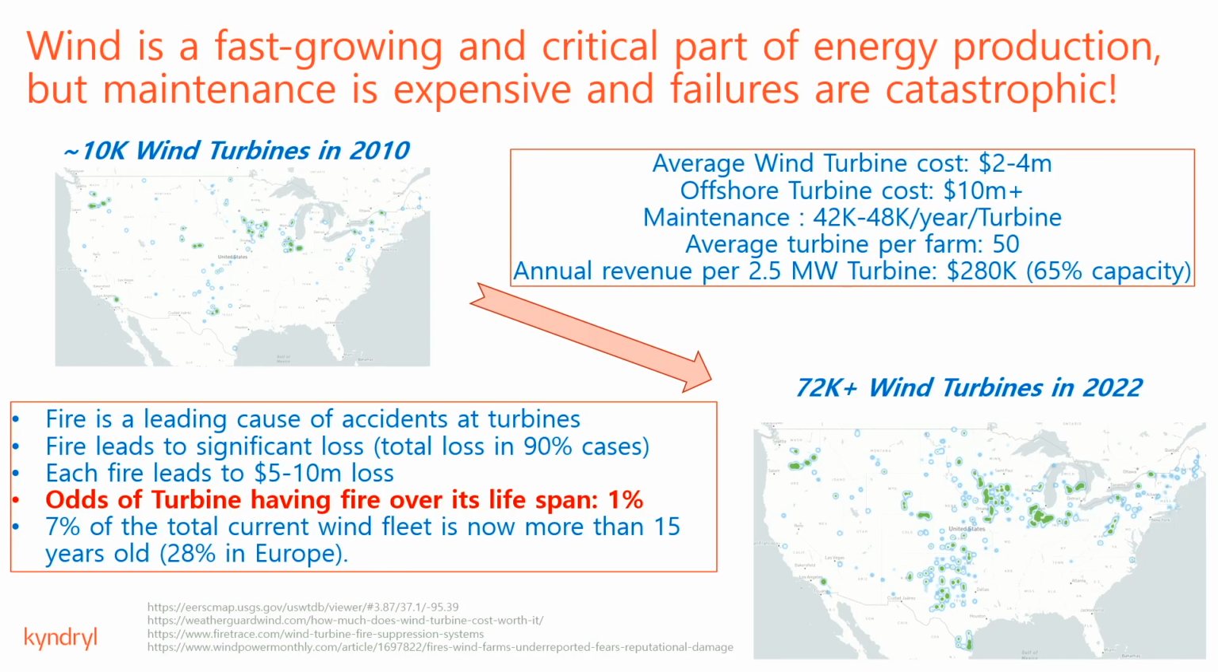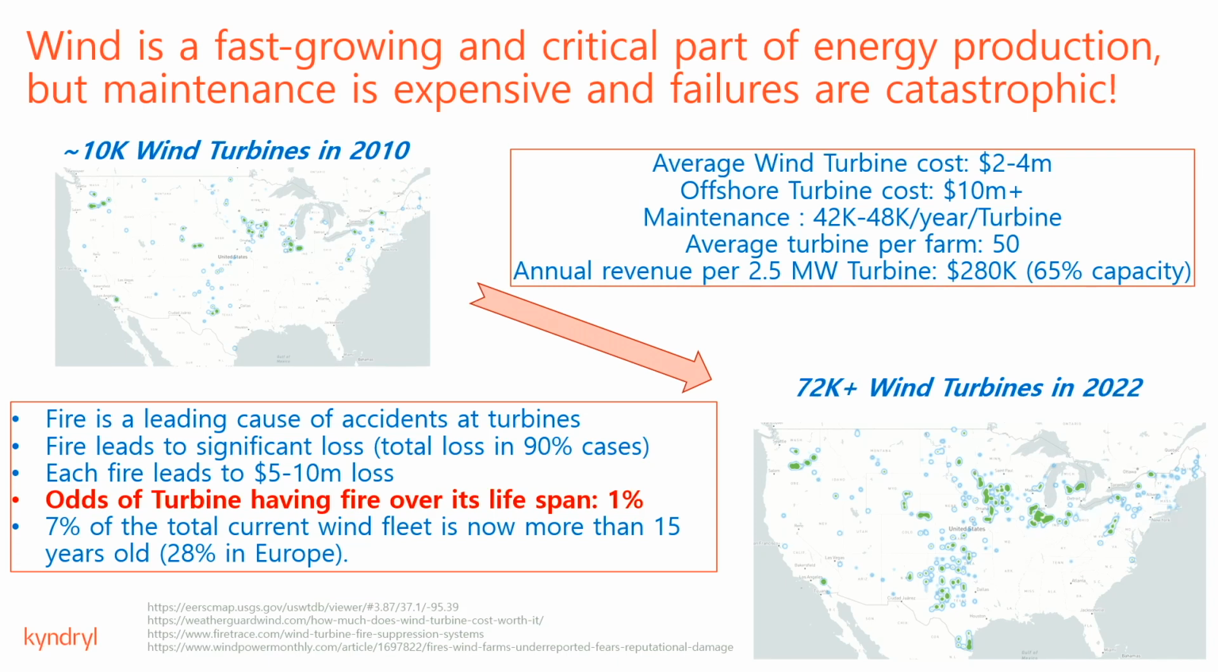And wind energy is absolutely a fast-growing and critical part of our energy production. Just in the USA alone, between 2010 and 2022, we've grown from 10,000 wind turbines to 72,000 plus turbines. They are becoming a critical part of our energy production infrastructure, but maintenance is very expensive, somewhere in the vicinity of $45,000 per year per turbine.